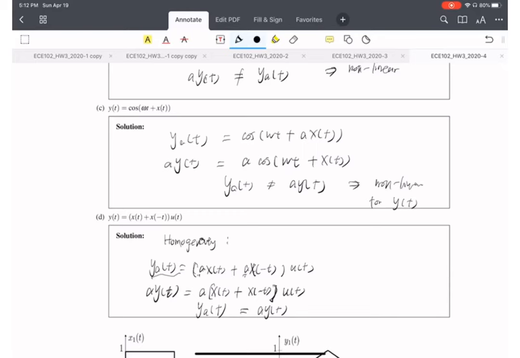So this means that this is correct. It has the homogeneity for the system y(t) here. And secondly, we check the additivity here. We can have y of x1(t) plus x2(t) is equal to x1(t) plus x2(t) plus x1(minus t) plus x2(minus t).